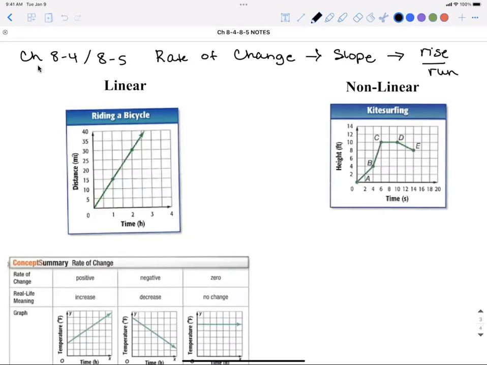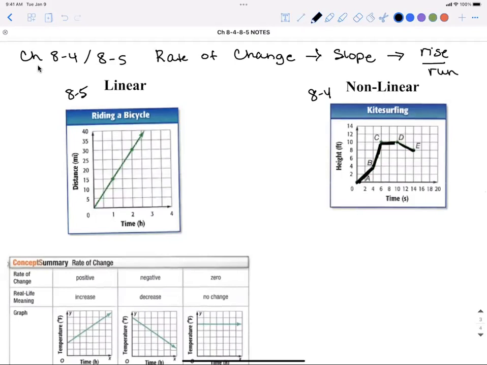So there's 2 different kinds of rate of change, and this is why we're combining 8-4 and 8-5 together. My pictures are kind of flip-flopped here, but 8-4 deals with more nonlinear rate of change, and then 8-5 deals with more linear rate of change. Hopefully you can see by having these 2 pictures side by side that in this nonlinear example, from point A to point B, it's kind of at this angle, and then it gets a little bit steeper from point B to point C, and then it flattens out from C to D, and then it actually decreases from D to E down.